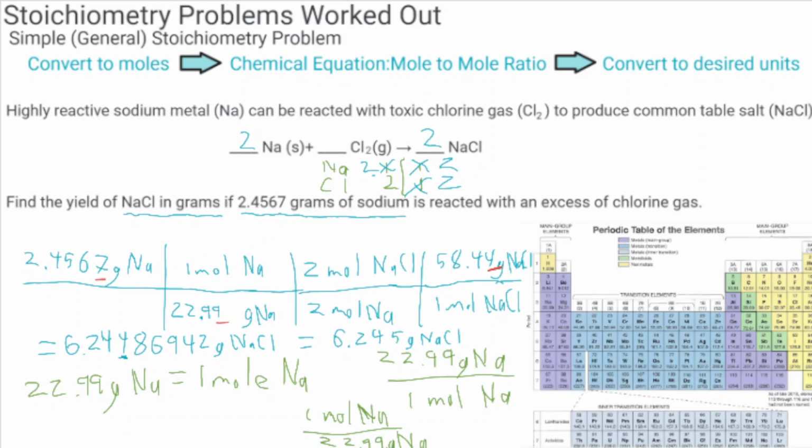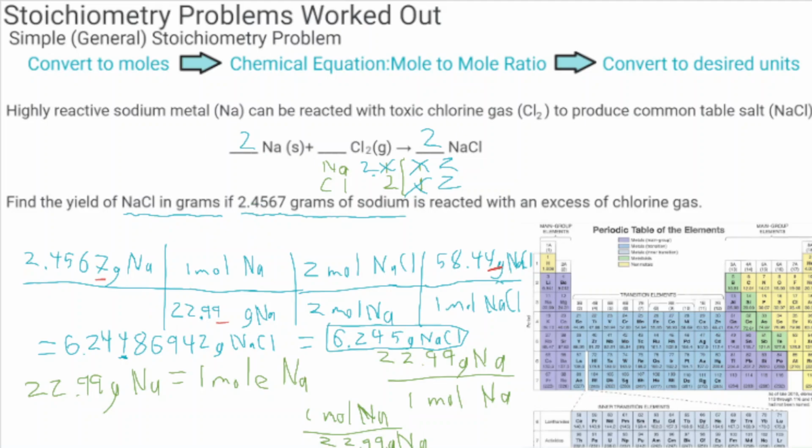All right. So this is the basic setup for how you do any type of stoichiometry problem. You always want to convert to moles. Oftentimes you'll be using molar masses to do that, so you'll be going from grams to moles that way.